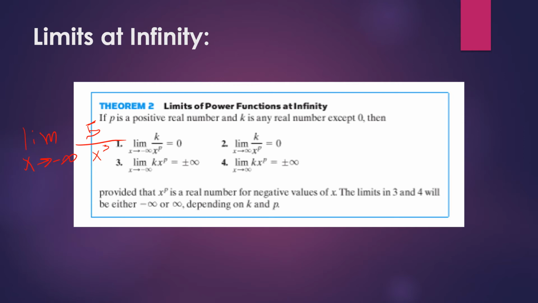For number 2, they say the limit as x approaches infinity of k over x to the p would also be 0. And we're going to take a look at some of these examples on the next couple slides. Number 3, they say that the limit as x approaches negative infinity of k times x to the p will be plus or minus infinity, depending on some of the values here. And then number 4, the limit as x approaches infinity of kx to the p is also plus or minus infinity, depending on some of our signs.